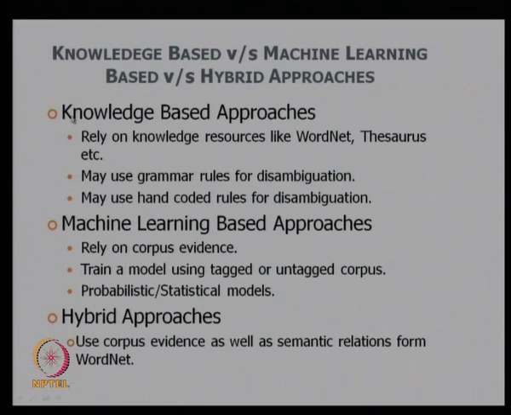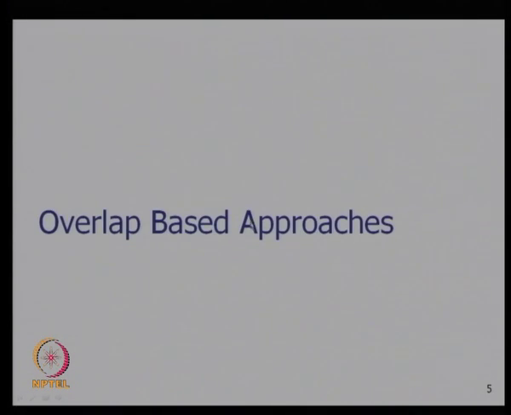Now, we have been discussing the knowledge based methods. Machine learning based methods will be covered after this, and then hybrid approaches. In the knowledge based approach, we rely on knowledge resources like the WordNet, thesaurus, etc. We may use grammatical rules for disambiguation. We may also use hand coded rules for disambiguation. Then in the machine learning based approach, we need a sense marked corpora from which we have to produce the correct sense. In the hybrid approach, both corpus and semantic relations are considered. So, the knowledge based approach was covered, and overlap based approach is one kind of such approach.